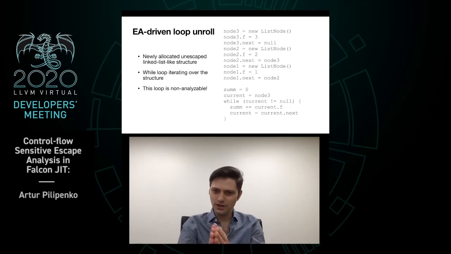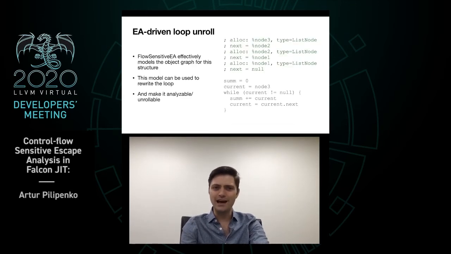And if you look at this loop, it's not analyzable. We don't know the trip count. We don't know much about this loop. But the analysis we have effectively models the object graph we are iterating through. We can use this model in order to rewrite the loop and make it analyzable and possibly unroll it.